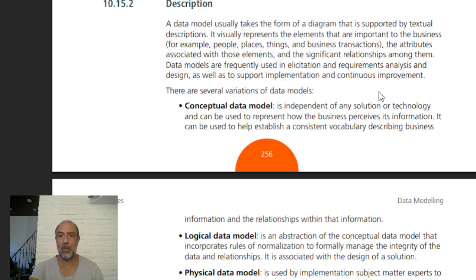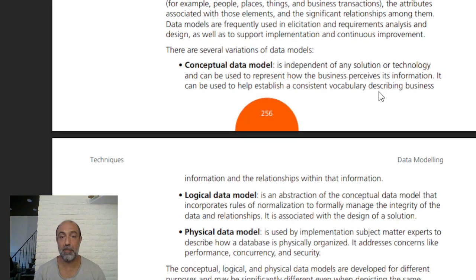There's a conceptual data model, the logical data model, and the physical data model. The conceptual data model is independent of any solution or technology and can be used to represent how the business perceives its information. It can be used to help establish a consistent vocabulary describing business information and relationships within that information.